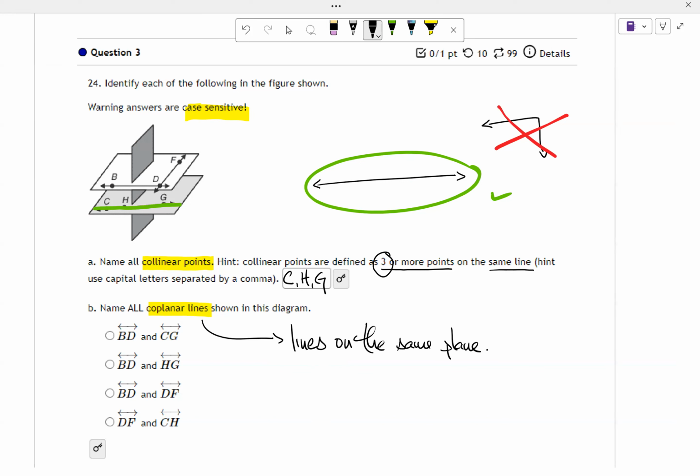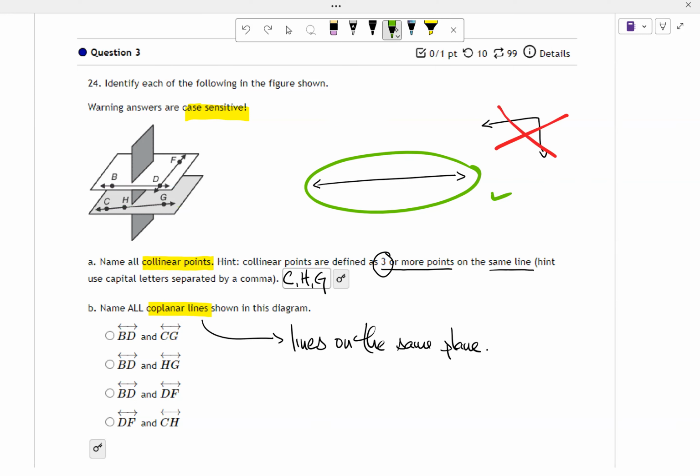So let's look at these choices one by one. The first one says BD and CG. I'm going to highlight these two lines. I'm going to draw them here and let's see what we get. Line BD is up here and line CG is down here. But we can see that these are on two different planes. BD is on the top plane and CG is on the bottom plane.